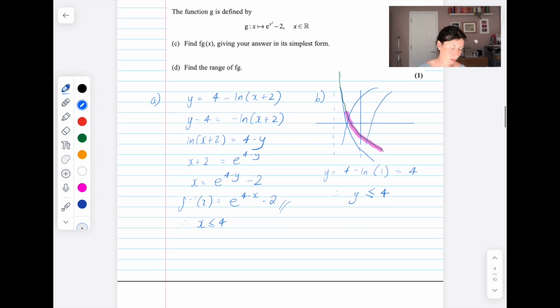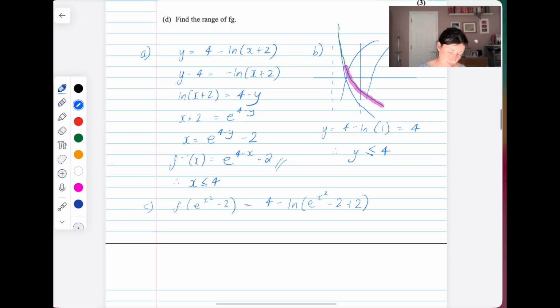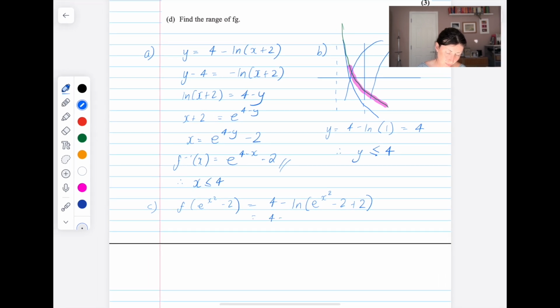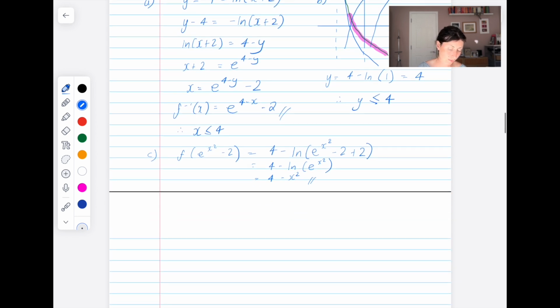Another composite function question. Find f of g of x, f of e to the x squared minus 2. e to the x squared minus 2 plus 2. And I'm solving this. 2's cancel. ln and e cancel. I'm not solving it, I'm just giving it in its simplest form. Done. And then find the range.